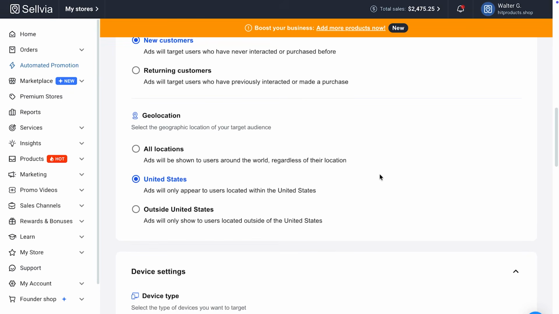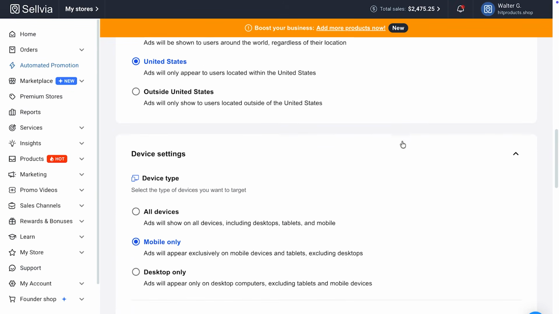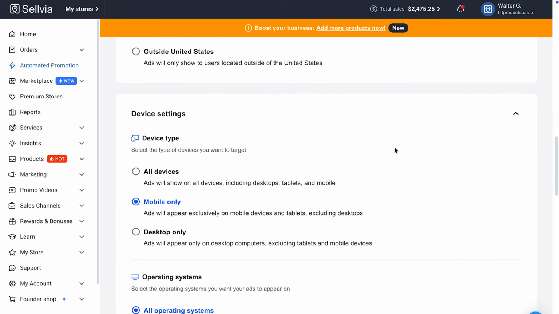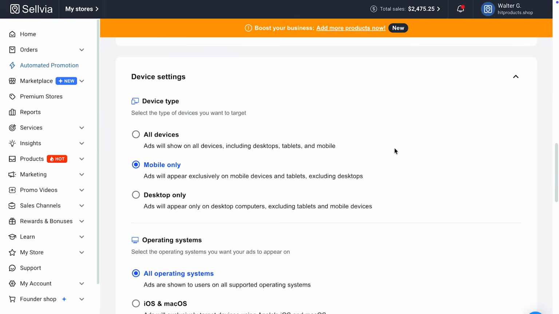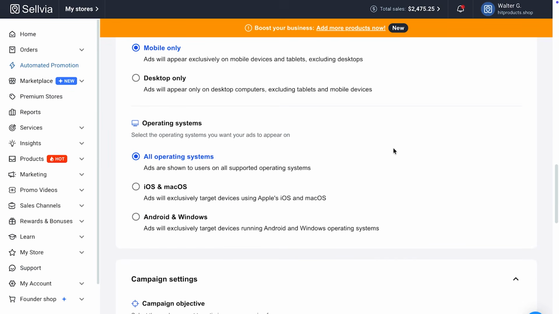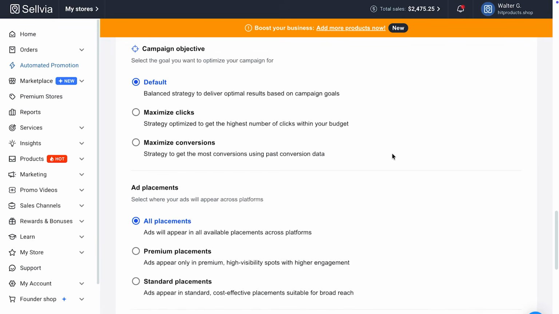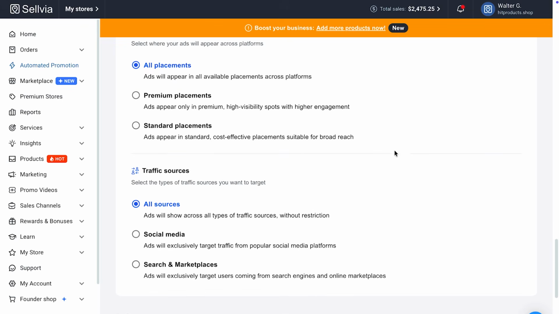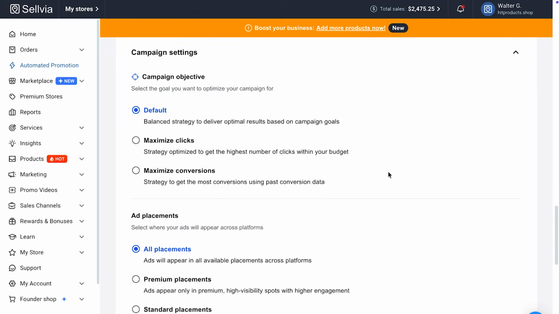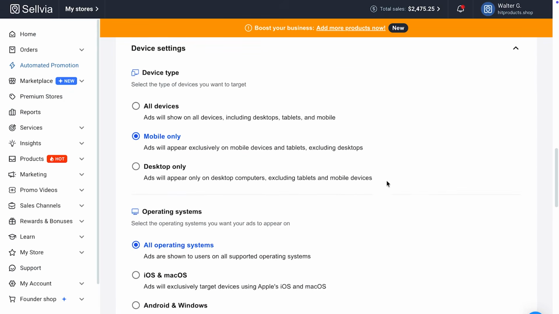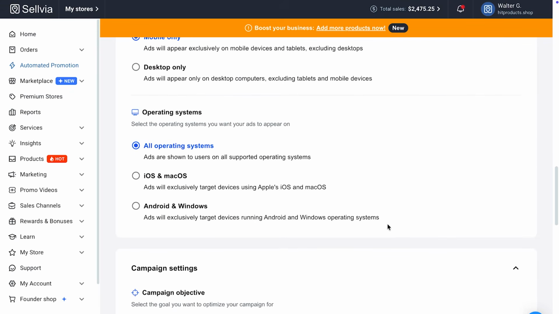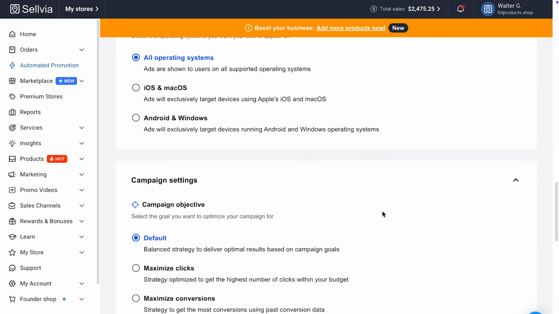You can also choose who you target in terms of geography, and all sorts of other stuff, like which devices you want to target, which operating systems, stuff like that. There's a whole slew of options in terms of customizing your ad performance. Basically, all you do is tell the AI your preferences, and then you let it do its thing. It's very simple.